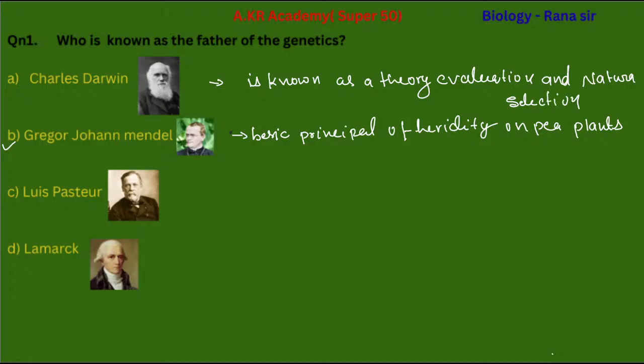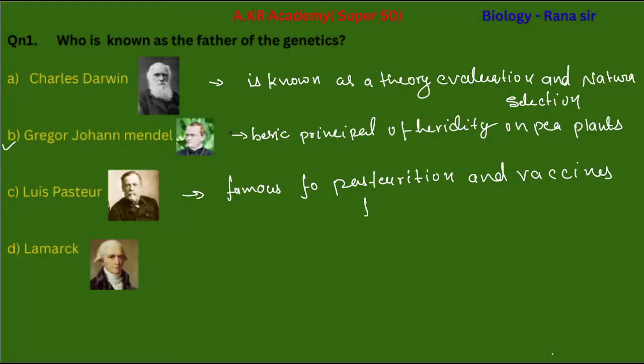The third one is Louis Pasteur. Louis Pasteur is famous for pasteurization. This picture is Louis Pasteur. Is it clear now? He also developed vaccines for rabies and anthrax.